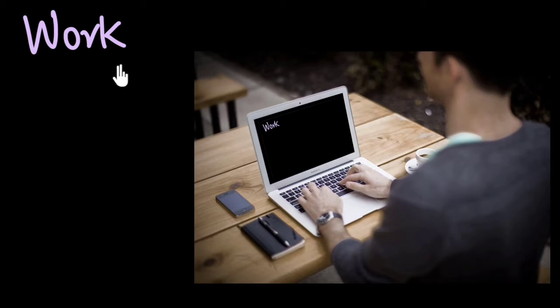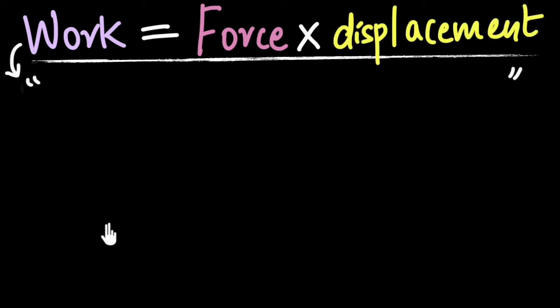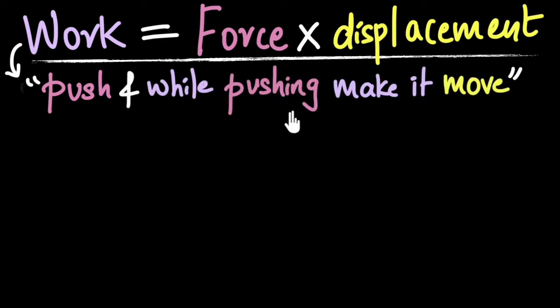But in physics, we want precise definitions. So in this video, we'll see how we define work in physics. According to physics, work done on an object equals the force on an object multiplied by the displacement of that object. So this immediately means that if you want to do work, then one, you need to push or pull on it because you need to provide a force. And while pushing or pulling on it, you have to make it move. That's the condition to do work in physics, okay?